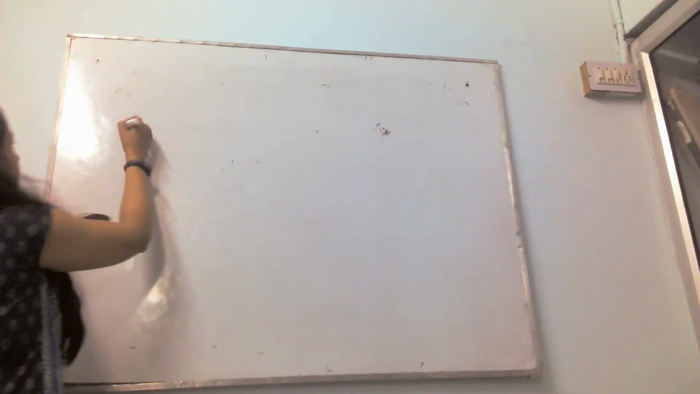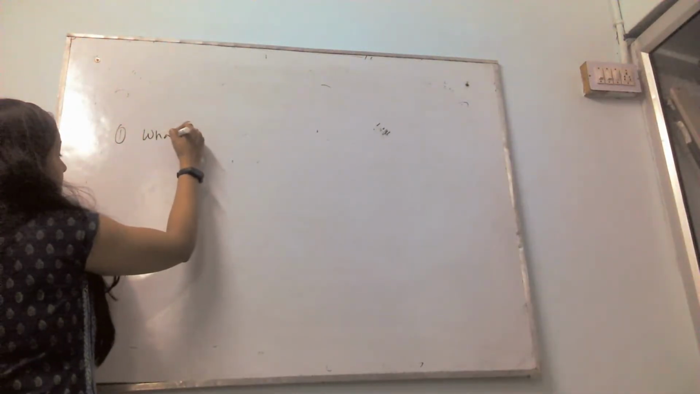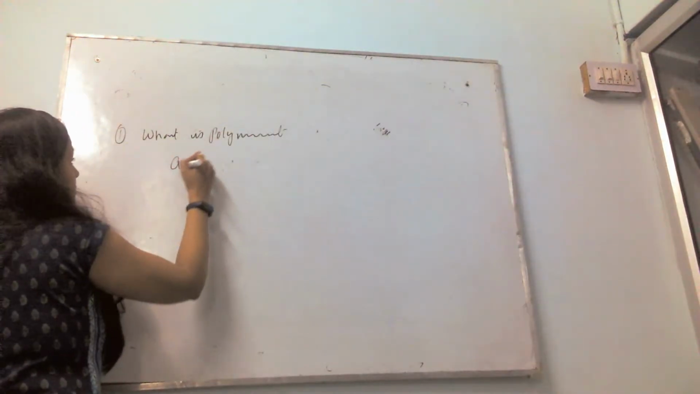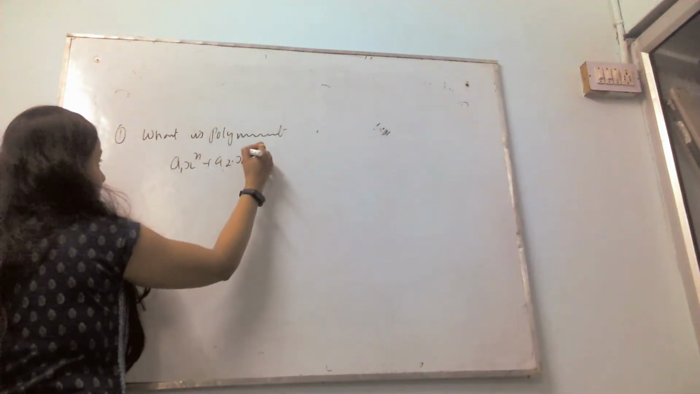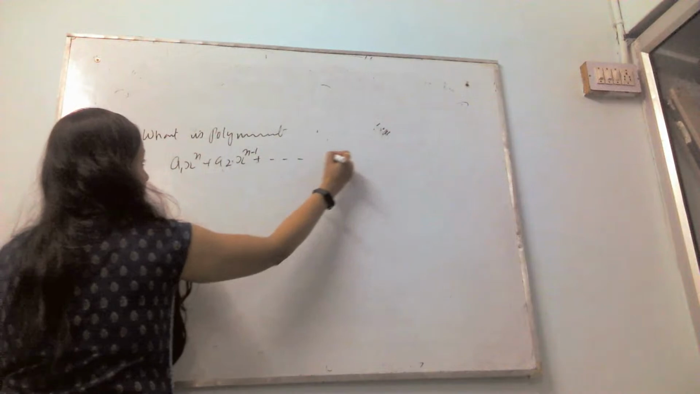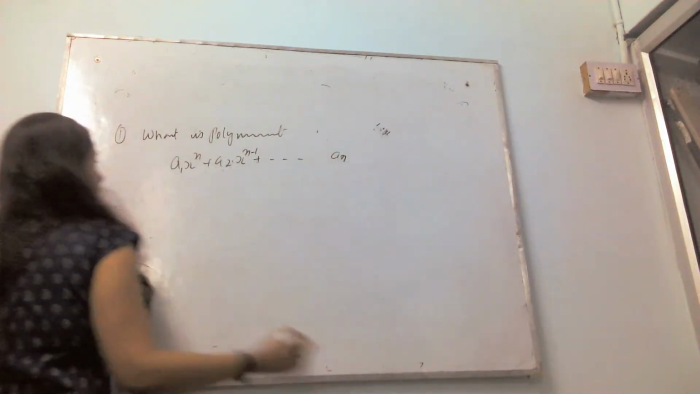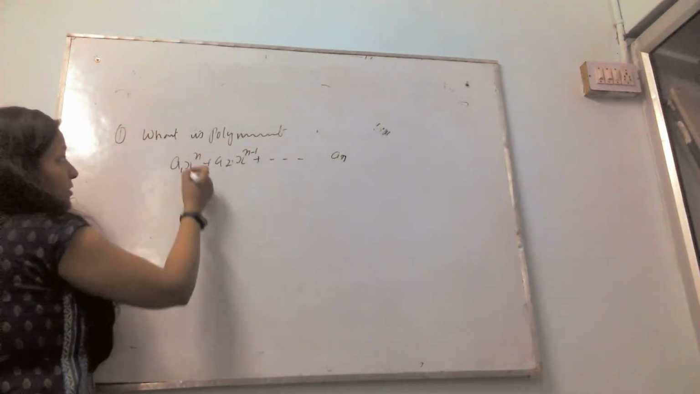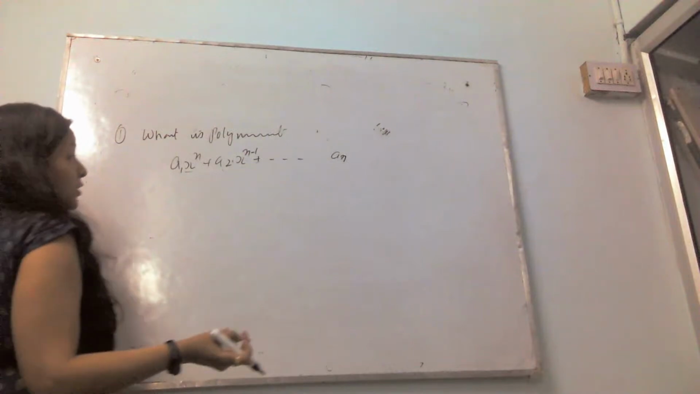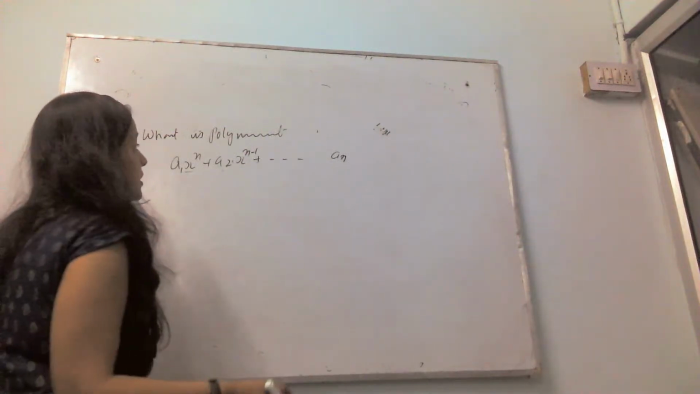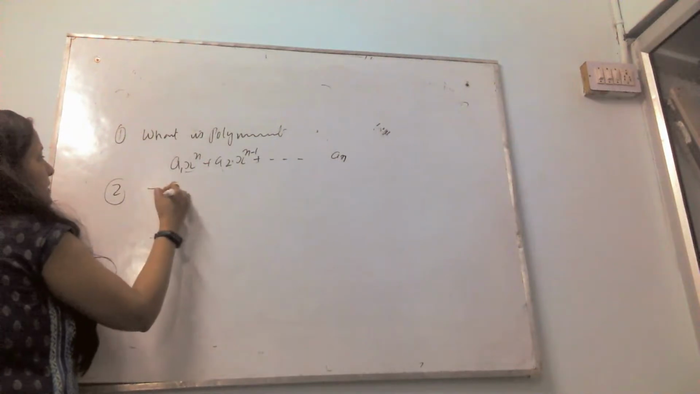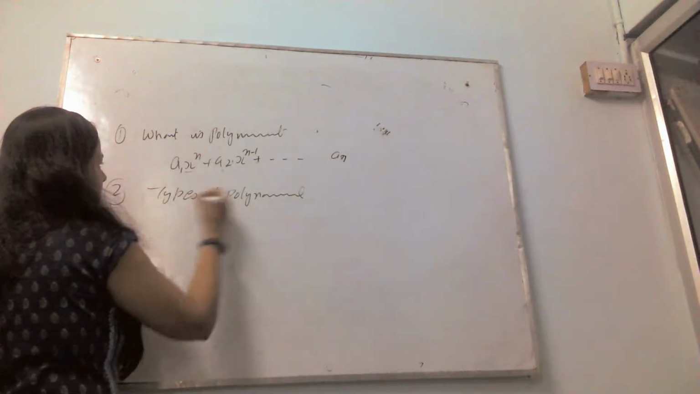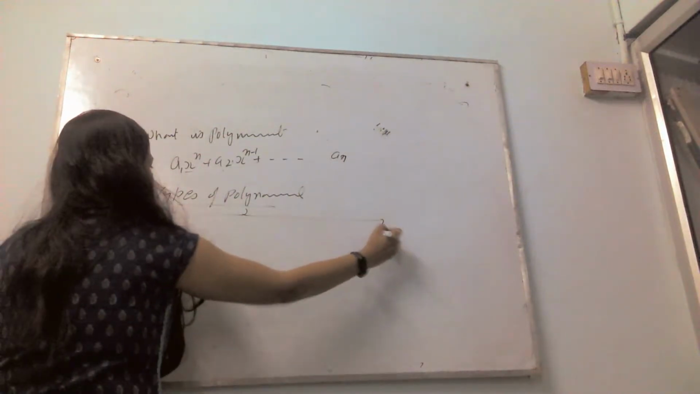Now, what we have to understand now is, what is a polynomial? An expression in the form of a1, a2, a3, where all are constant terms and the power of x should be a whole number, which means it should not be negative or a fraction. Second, we understand the types of polynomials.